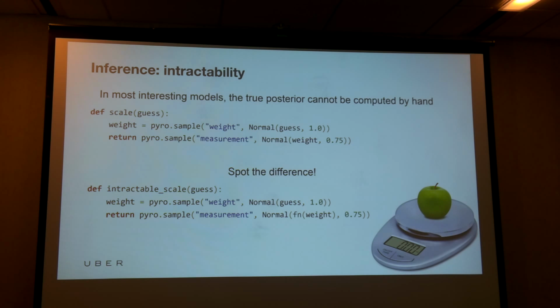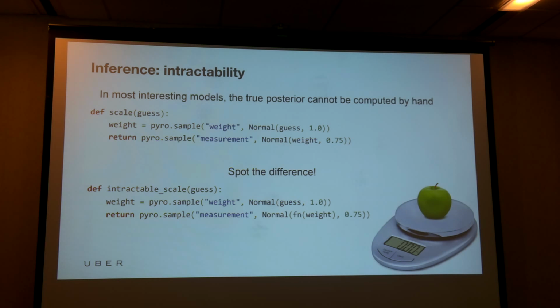Unfortunately, in pretty much any model of interest, the true posterior guide, the one that actually describes the distribution of all of the unconstrained sample sites given all the constrained ones, we can't actually compute by hand. If we could, then we wouldn't need probabilistic programming. So here I've written the same scale model that we've been using, and I've written one below it which is now intractable. That is, we can no longer compute the true posterior, the ground truth posterior distribution, by hand.